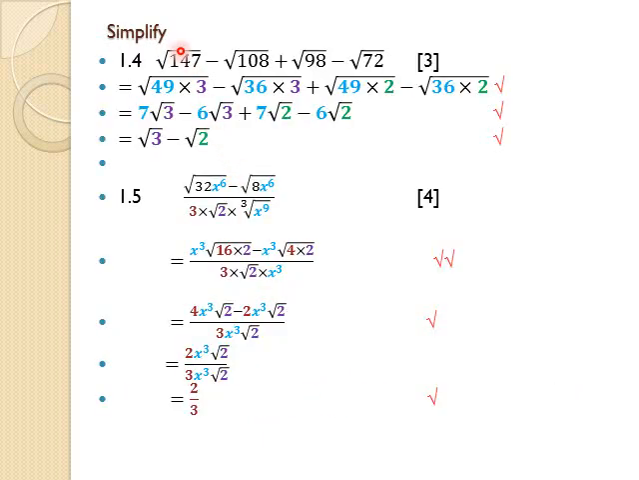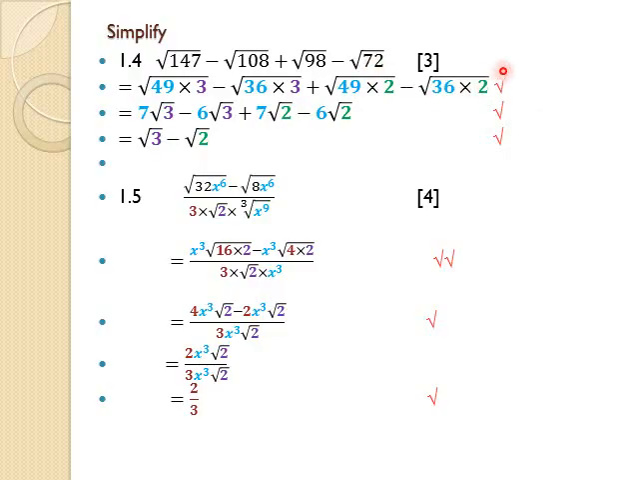So now we have surds, subtraction and addition of surds. So generally to add or subtract anything, they must be like terms. So there 147 is the same as saying 49 times 3. I find the perfect square in 147. 108 is the same as saying 36 times 3. So 36 is the perfect square. 98 is the same as saying 49 times 2, where 49 is my perfect square. 72 is the same as saying 36 times 2, where 36 is my perfect square.